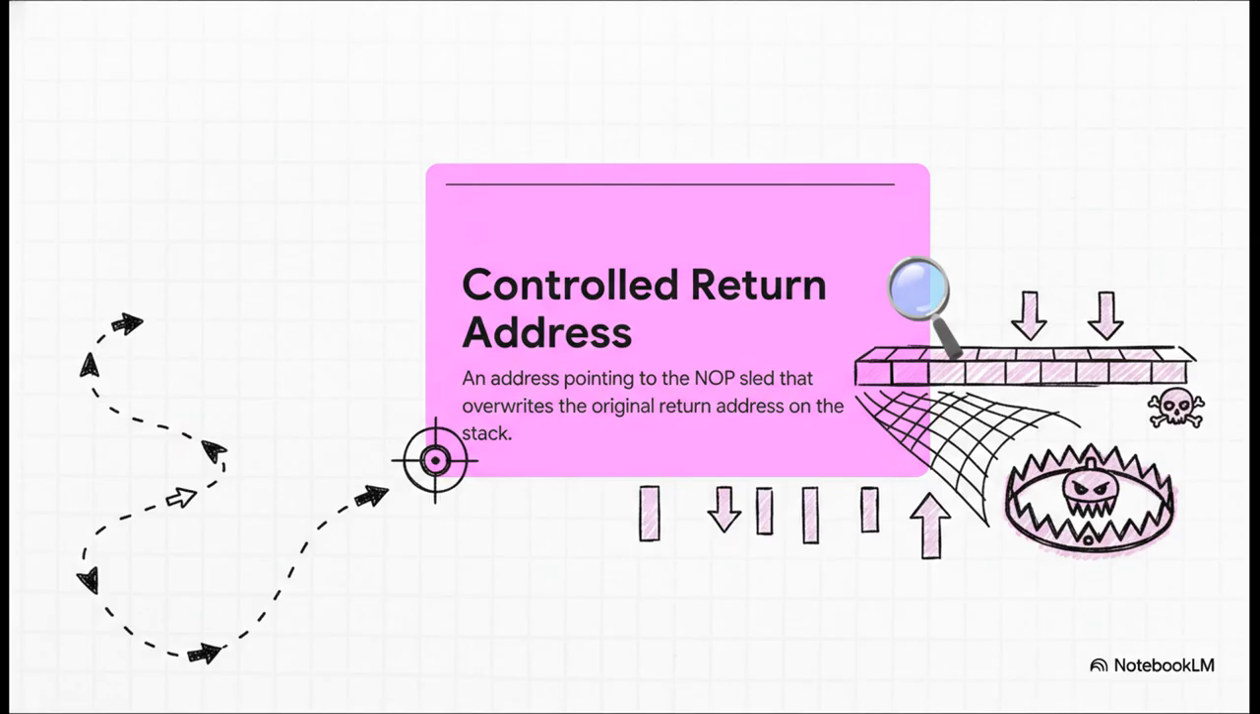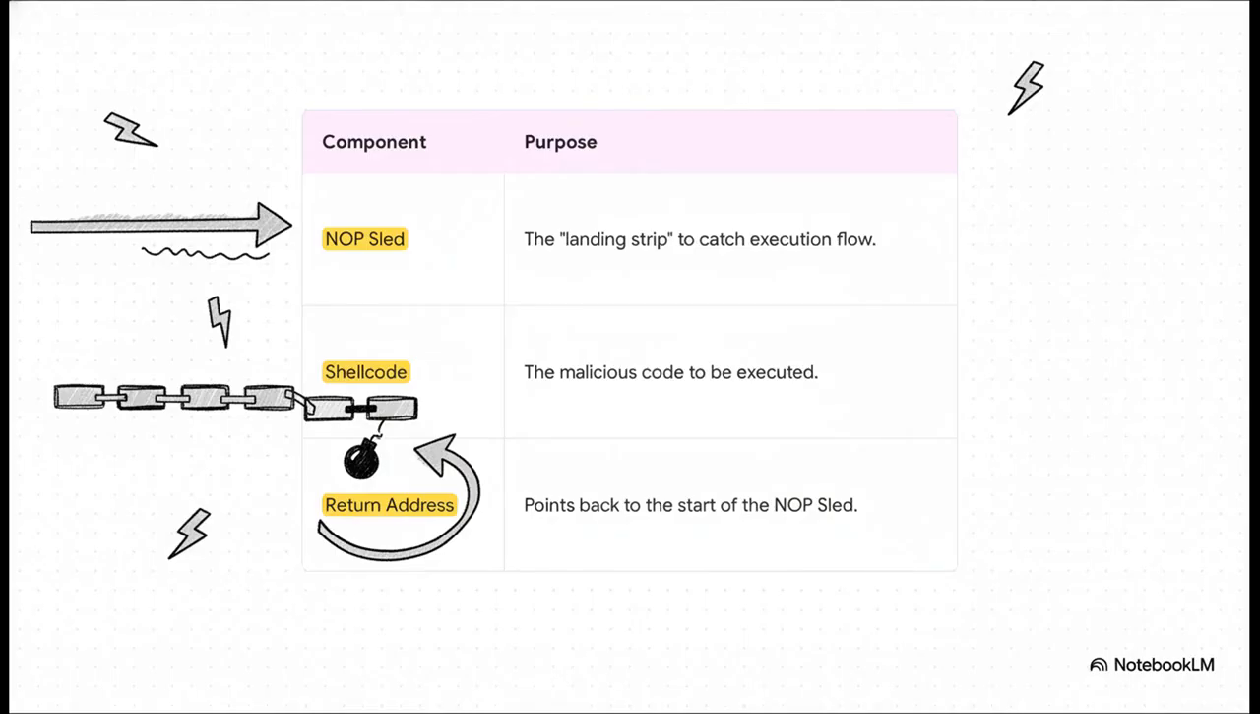And finally, we have the new return address. This is that malicious GPS coordinate we talked about. The attacker calculates this address with extreme precision, so it points somewhere on that big, slippery NOP sled. So when the poor, confused program tries to figure out what to do next, it's sent right to the attacker's landing strip. So when you put it all together, you can really see the genius of the structure. It's this very specific sequence.